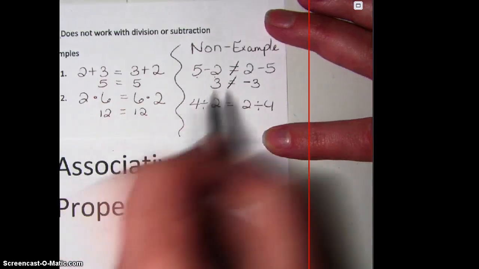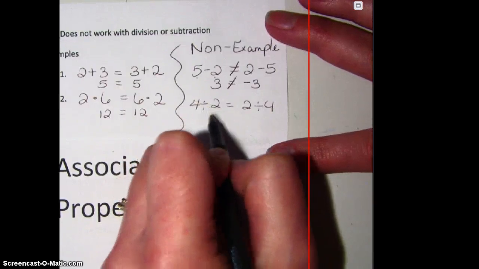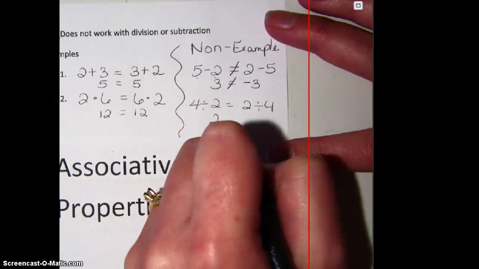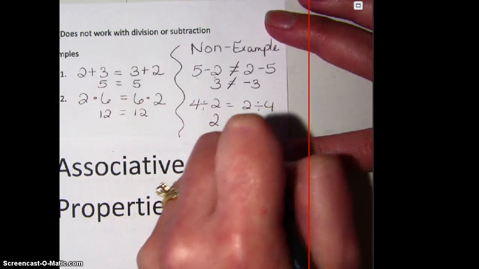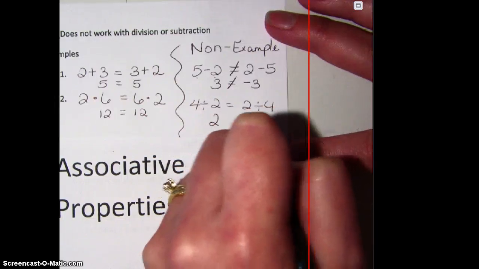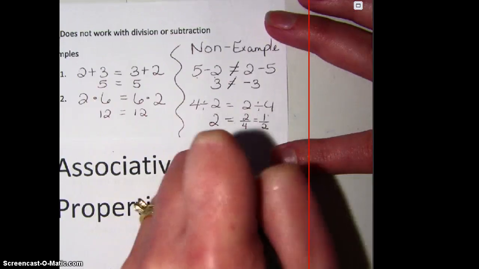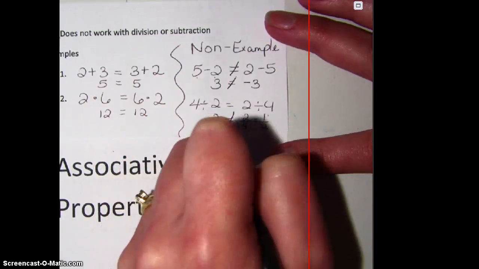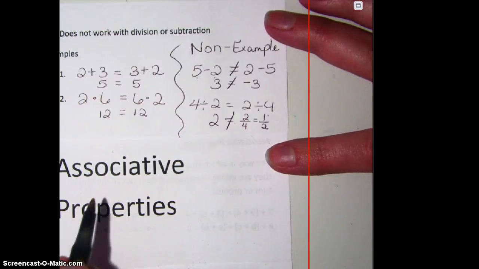Let's take a look at the other non-example that I put up here. 4 divided by 2 is 2. 2 divided by 4. Oh, wait a second. 2 divided by 4 is equal to 1/2. Again, 1/2 is not equal to 2. So that's why division does not work either.